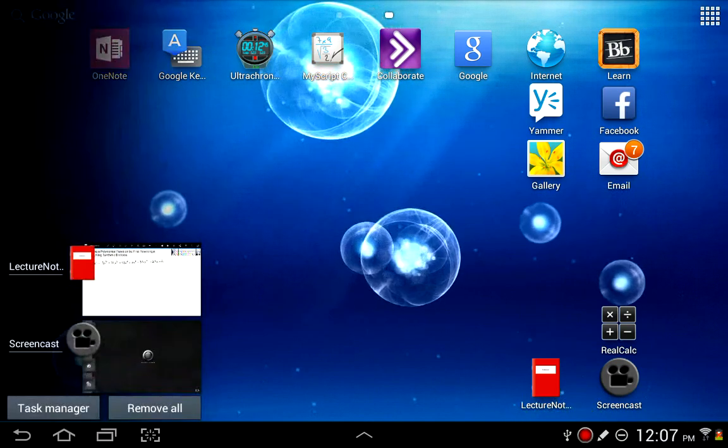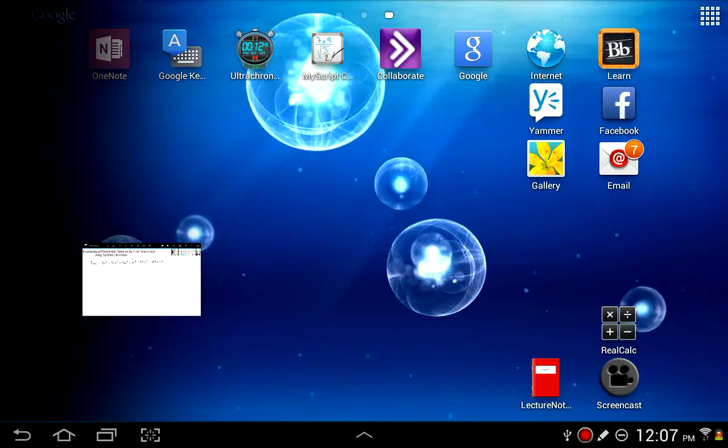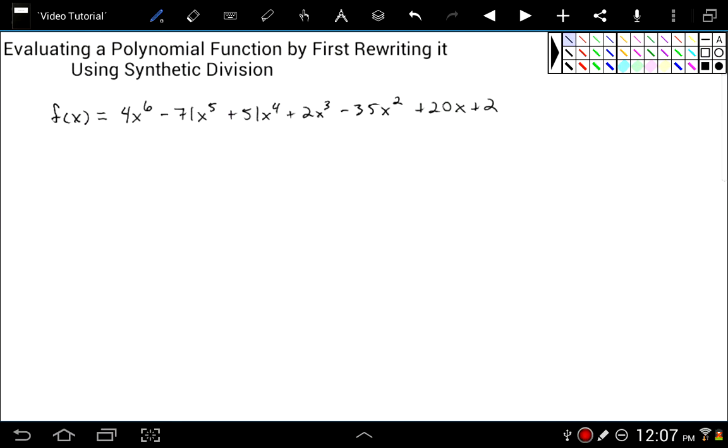Let's look at kind of a fun, sometimes not so practical way to use synthetic division, but it's definitely neat to look at. So we're going to look at evaluating a polynomial function. So we've turned a polynomial such as this into a function. So this is now the output of some function. Okay. So how do we evaluate a polynomial function?